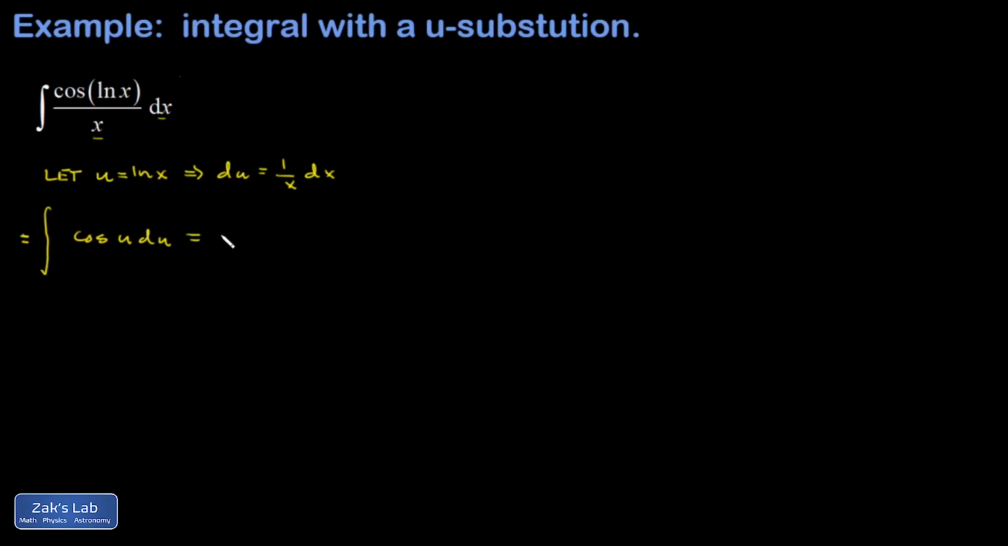We guess the antiderivative of this, which is just sine u plus c. And we need to state our final answer back in terms of x. So I replace u with natural log x, and we're done.